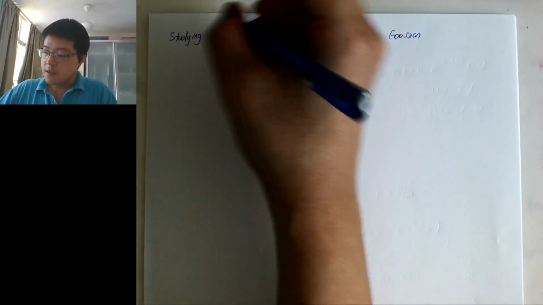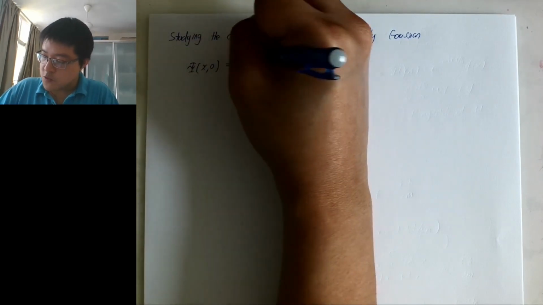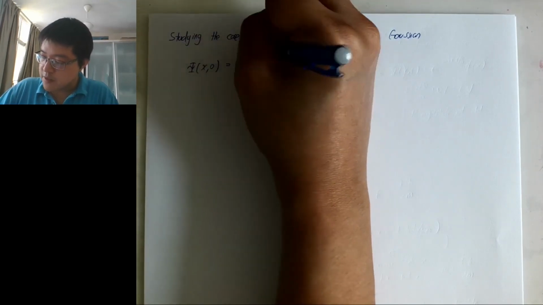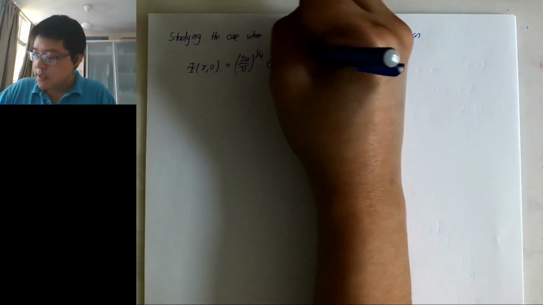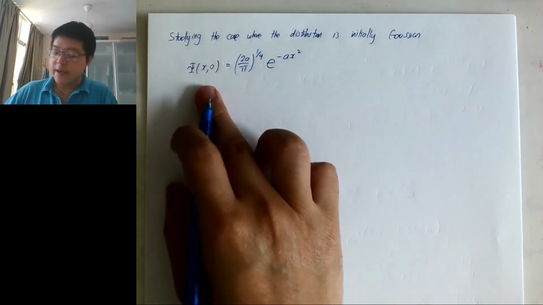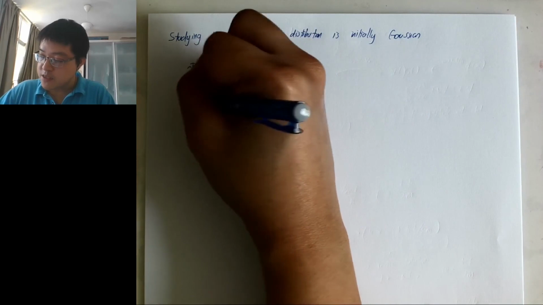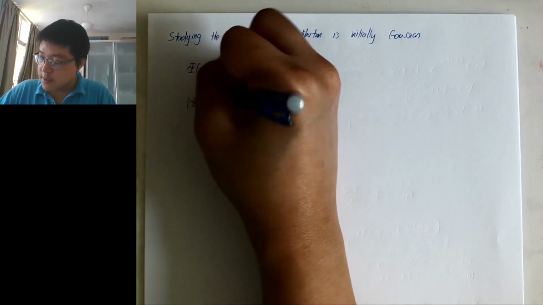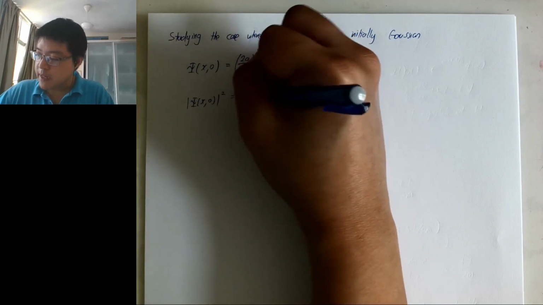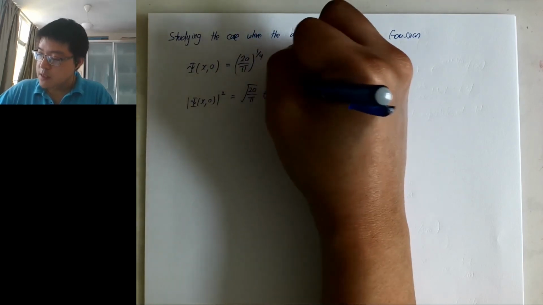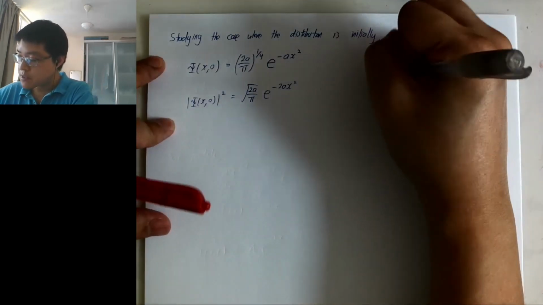Okay, so that means at time 0, it was 2a over pi. Actually, we did solve this before last time, right? Minus ax squared. Okay, so this is just the wave function. To get the probability distribution, you need to take this thing squared, right? So this thing squared becomes the square root of 2a over pi, e to the minus 2ax squared, and then the probability distribution is the Gaussian.